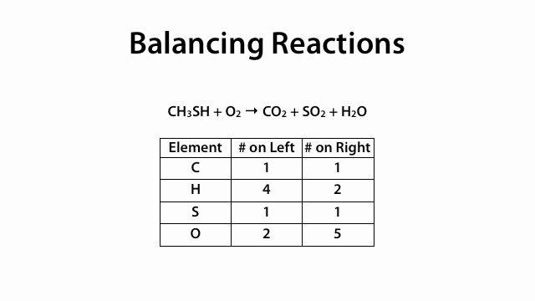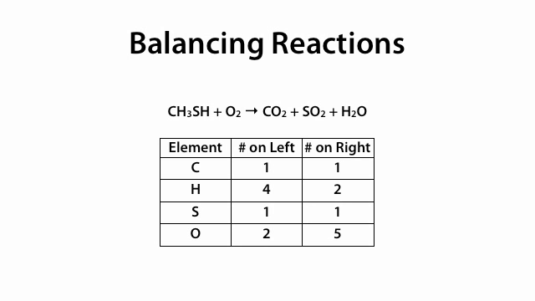We have 1 carbon on the left, 1 carbon on the right. We have 4 hydrogens on the left and 2 hydrogens on the right. We have 1 sulfur on the left and 1 sulfur on the right. We have 2 oxygens on the left and 5 oxygens on the right. Carbon is currently balanced, so we're going to move on to hydrogen first.